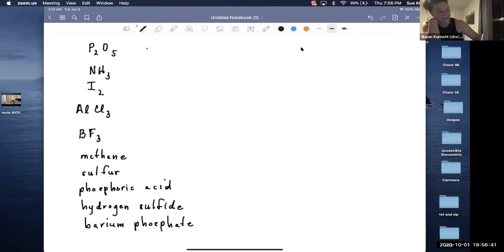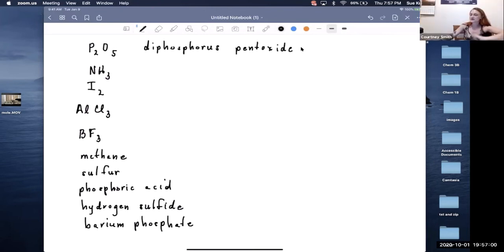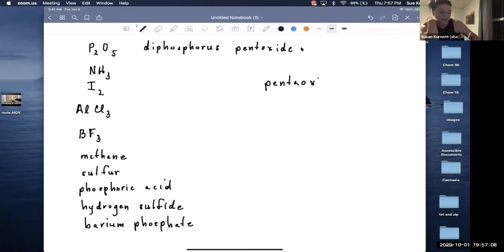So this is diphosphorus, and spelling counts, PHOS, PHORUS, unless you have a UK passport. Pentoxide. If I wrote pentaoxide, I would get that wrong on a test? No, that one actually is forgivable. Pentaoxide. I let that one go.